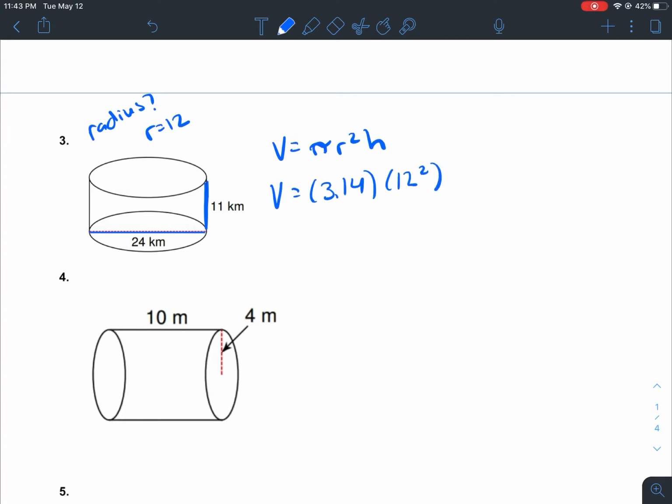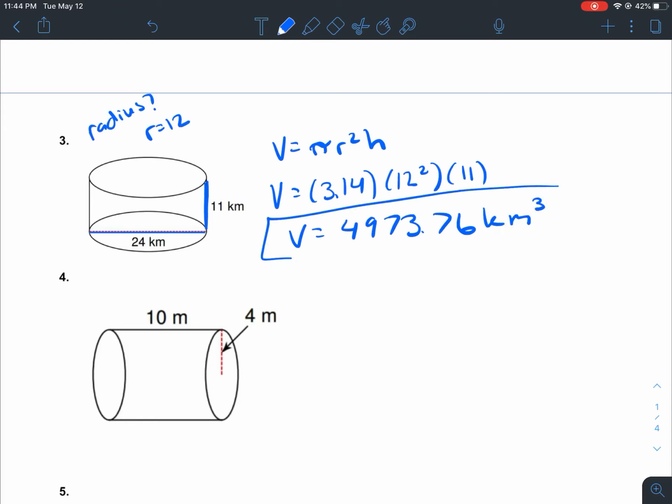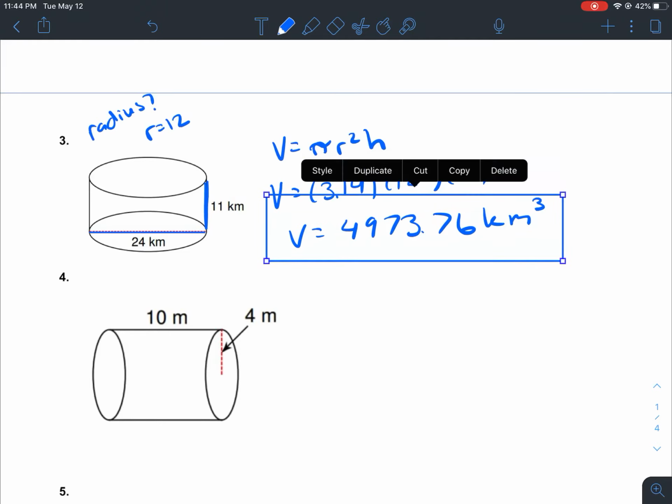All right, so we plugged in pi. Then we have our radius, which is 12 squared, and our height, which is 11. So we plug that in, 3.14 times 12 squared times 11. And I got 4,973.76. And of course, it is volume, cubed. There we go. So that would be our final answer there.